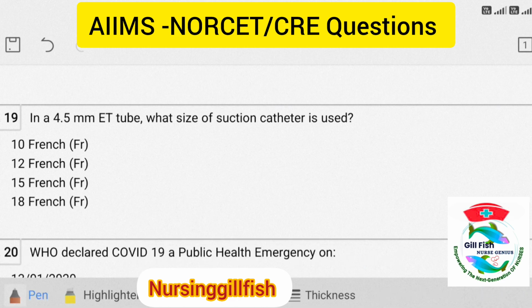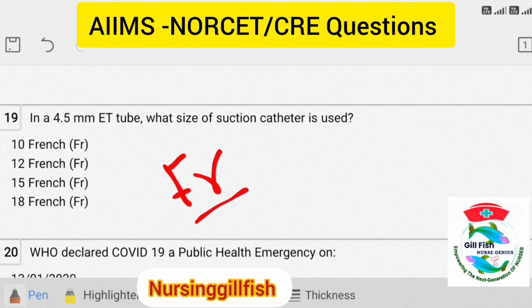In a 4.5 mm ET tube, what size of suction catheter is used? The size is 4.5 mm. That is in mm, but usually for the suction catheter and other tubes, they are measured in French, called F. So what is it? Option 1, 10 French. Option 2, 12 French. Option 3, 15 French. Option 4, 18 French.